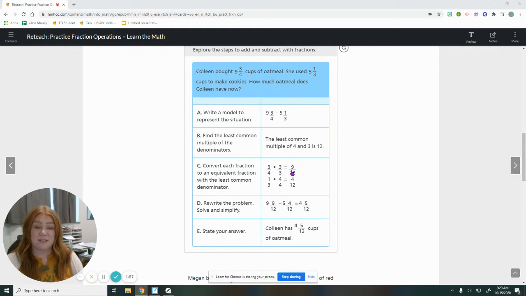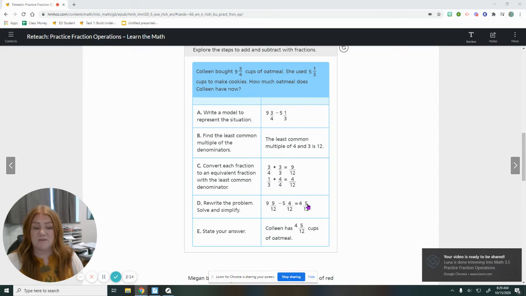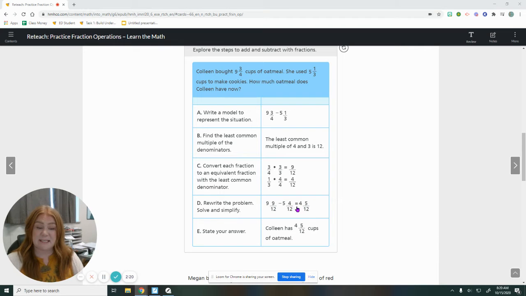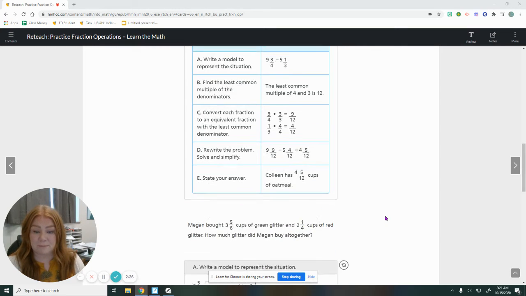So to get from 4 to 12, we times by 3. 3 times 3 is 9. To get from 3 to 12, we times by 4. 1 times 4 is 4. So we have 9 9/12 minus 5 4/12. 9 minus 4 is 5. 9 minus 5 is 4. Denominator stays the same. So she now has 4 5/12 cups of oatmeal.